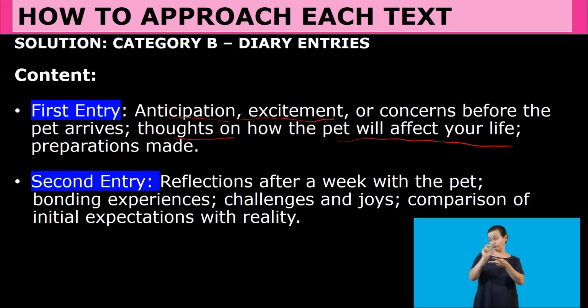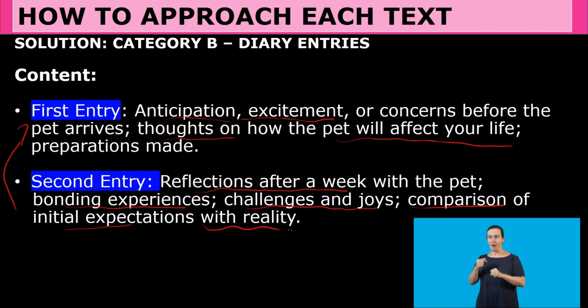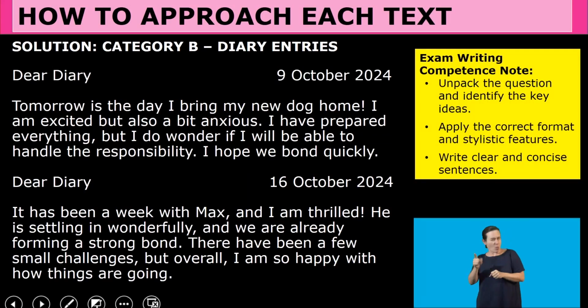The second entry's content could include reflections after a week, bonding experiences, some challenges that you might have experienced, or joys. It must show a comparison of the initial expectations in the first entry with the reality after the first week. Now let's look at an example.